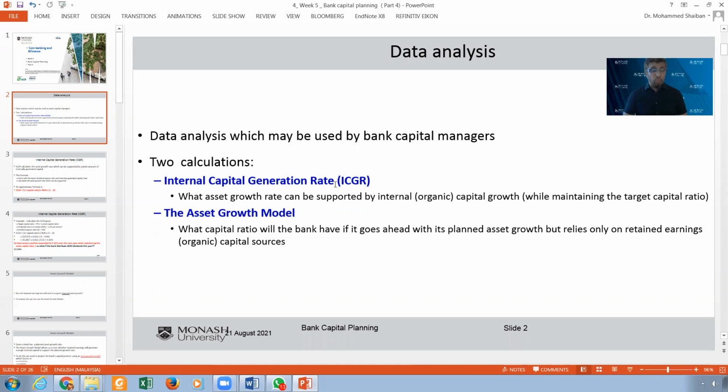Now, the question is, what if I don't want that and I want to grow more? The literature and practice provide us with another method called the asset growth model. This is when the growth is actually higher than what the return earning, or the internally generated capital, is enough to support. So because it's not enough to support, we have to see what we can do about it, and usually we will take, of course, external capital. We just want to know how much and how.